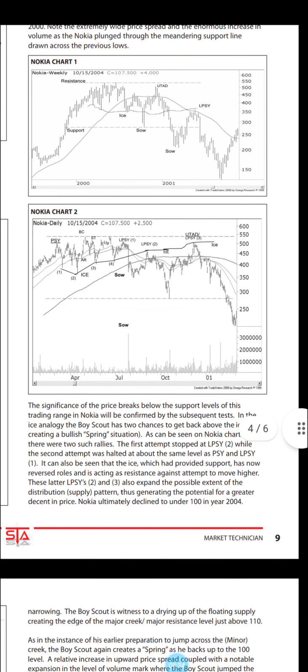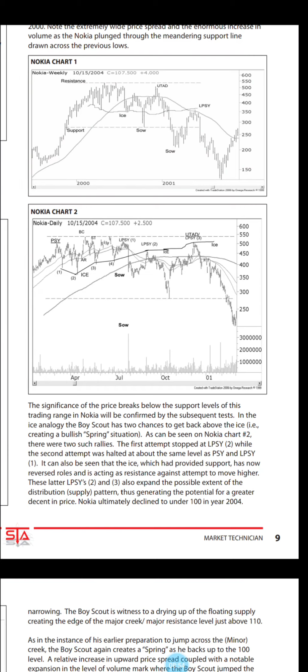So the first attempt stopped at the last point of supply, while the second attempt was halted at about the same level, point of supply and last point of supply. It can also be seen that the ice, which had provided support, has now reversed role and is acting as resistance against attempts to move higher.